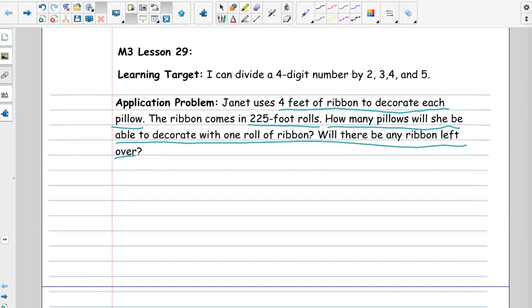I want you to pause the video right now and draw a tape diagram to represent this problem. Be sure to label the parts that you know and put a variable for the part you don't know. And then after you have that done, hit play to continue.